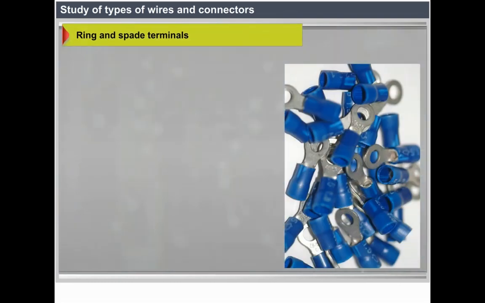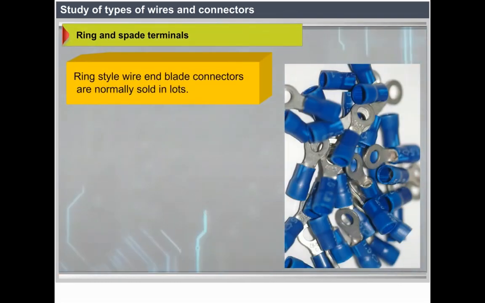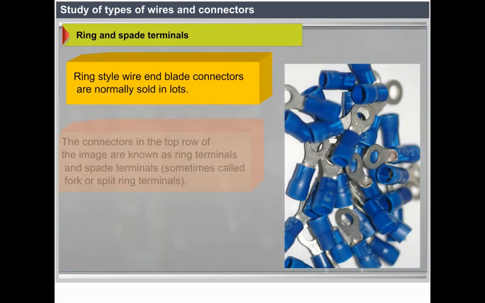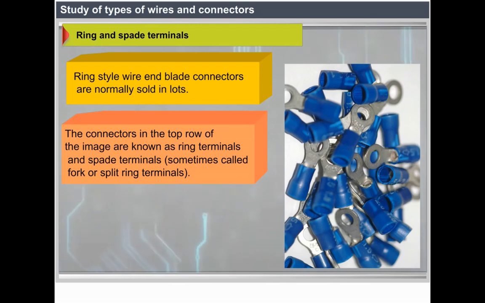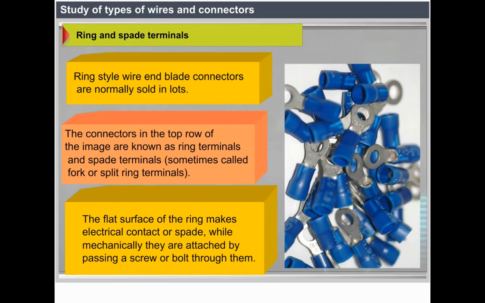Ring and spade terminals. Ring style wire and blade connectors are normally sold in lots. The connectors in the top row of the image are known as ring terminals and spade terminals, sometimes called fork or split ring terminals. Electrical contact is made by the flat surface of the ring or spade, while mechanically they are attached by passing a screw or bolt through them.